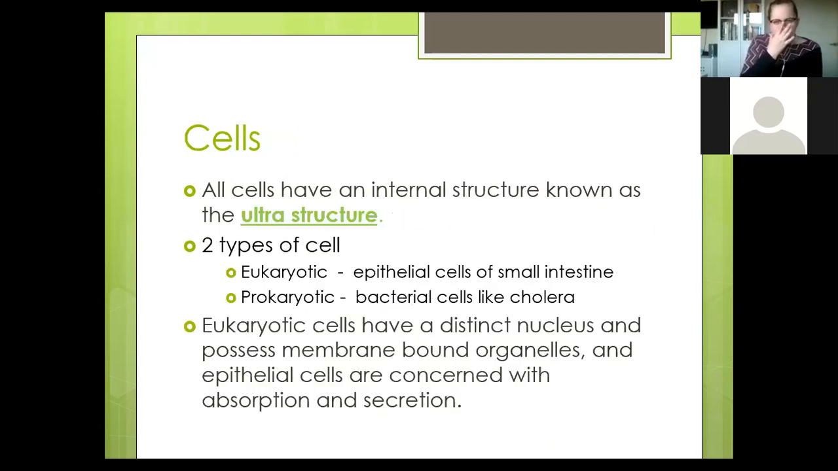So cells. Cells all have an internal structure, and this internal structure is called the ultrastructure. And as we've said, we've got eukaryotic cells and prokaryotic cells. From Greek, eukaryotic means true nucleus, and prokaryotic means not having a true nucleus. So eukaryotic cells are defined as having a distinct nucleus, and they possess membrane-bound organelles, and epithelial cells are concerned with absorption and secretion.